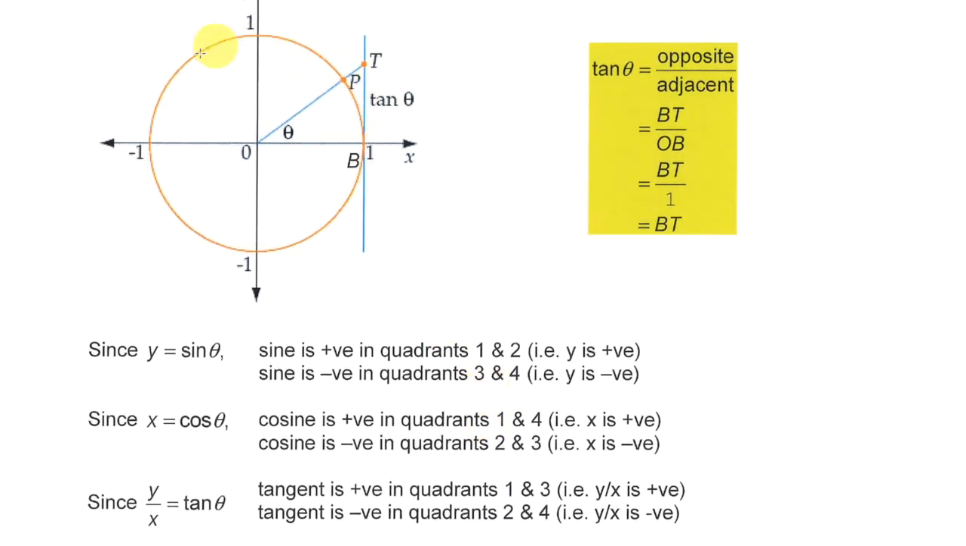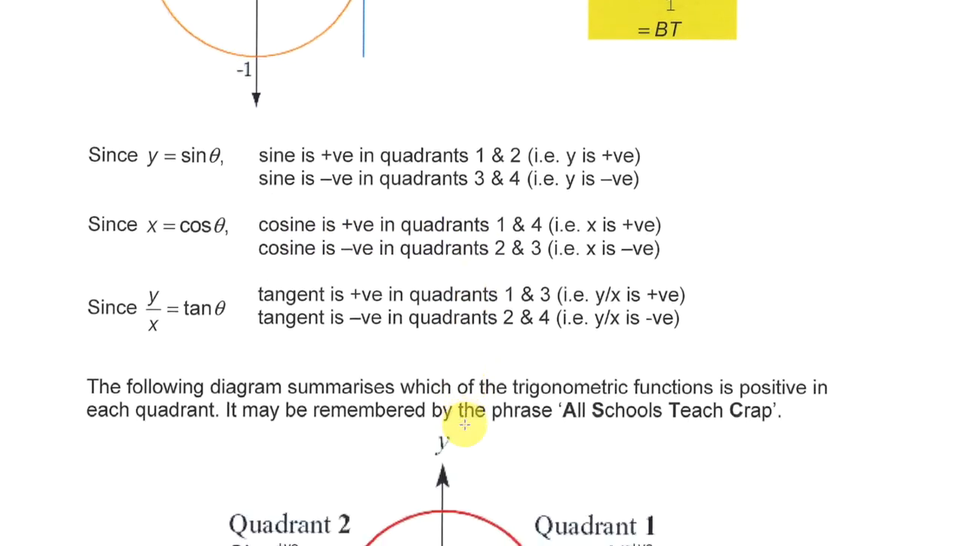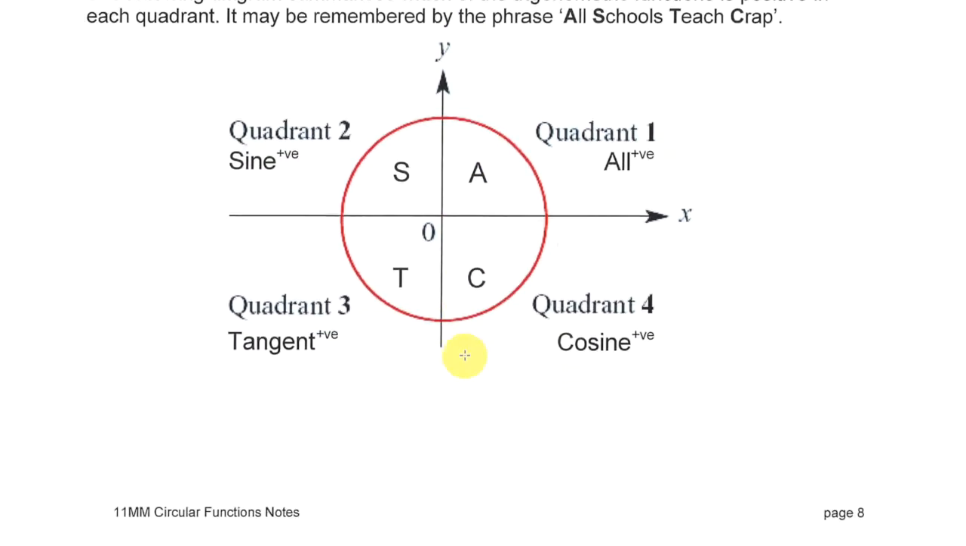Now, depending on where you are in the unit circle, the sine of that angle, cos of that angle, and tan of that angle will either be positive or negative. I'm going to show you how we find out that we have all angles being positive in the 1st quadrant, only sine being positive in the 2nd quadrant, only tan being positive in the 3rd, and only cosine being positive in the 4th quadrant. So you do need to remember this. "All Schools Teach Crap" is probably the best way of remembering it. But I'm going to show you quickly now why that's the case involving a little animation.